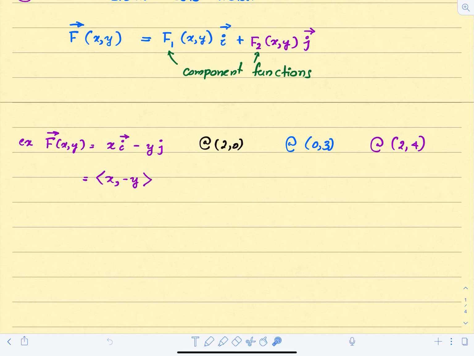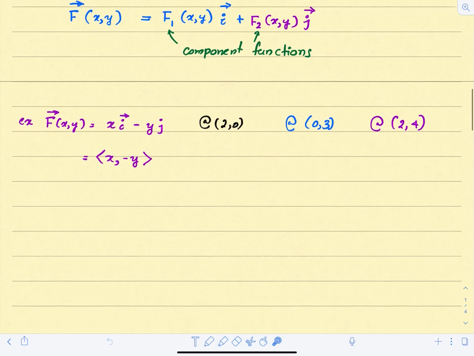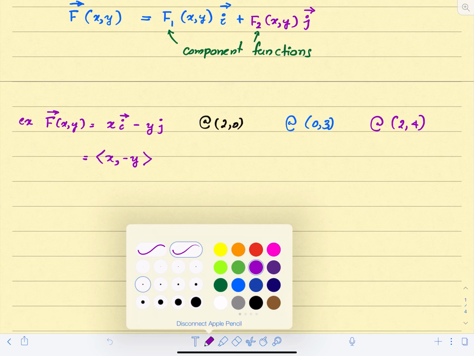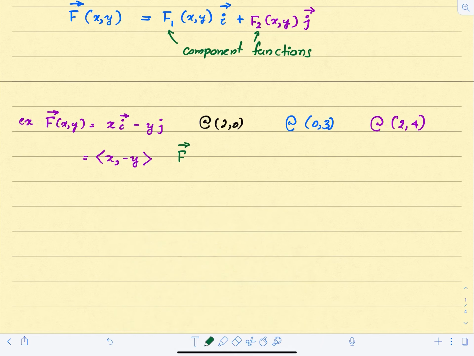Let's evaluate this vector field at three different points: (2, 0), (0, 3) and (2, 4). So at (2, 0), our vector field F becomes, okay, the x component is 2, so you have 2, comma, the y component is 0, so you have negative 0. So basically this is (2, 0). This means at (2, 0) you have the vector (2, 0).